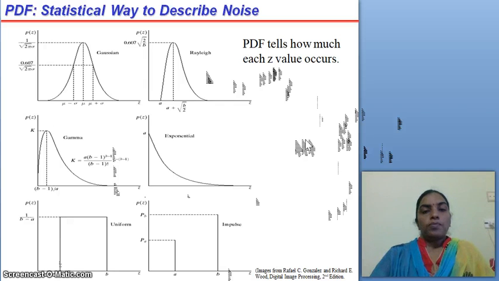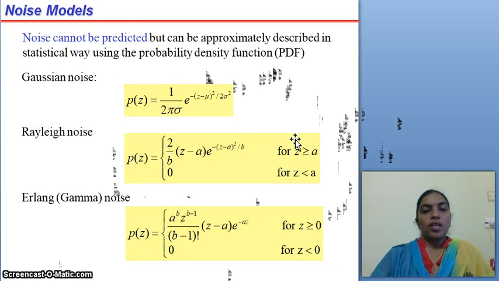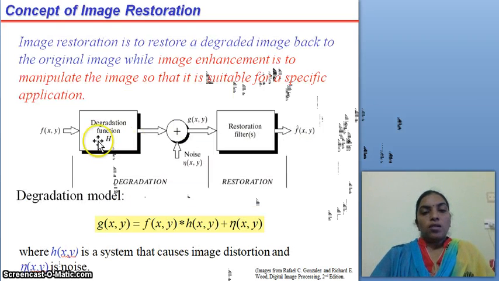Now here, how can you avoid this noise? Suppose there is only one noise, how can you avoid it? Suppose here there is no degradation function, so h is 0. That means f of x comma y is not degraded by any degradation function. Now it goes directly to this one, which adds the noise, and then g of x comma y is simply f of x comma y plus noise n of x comma y.